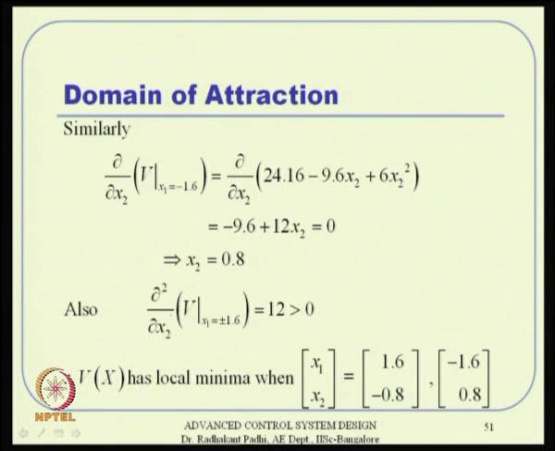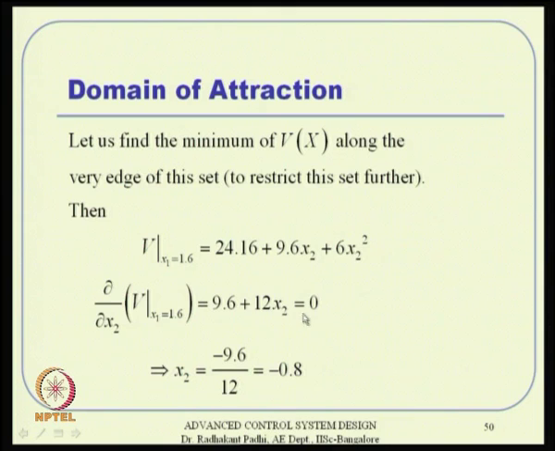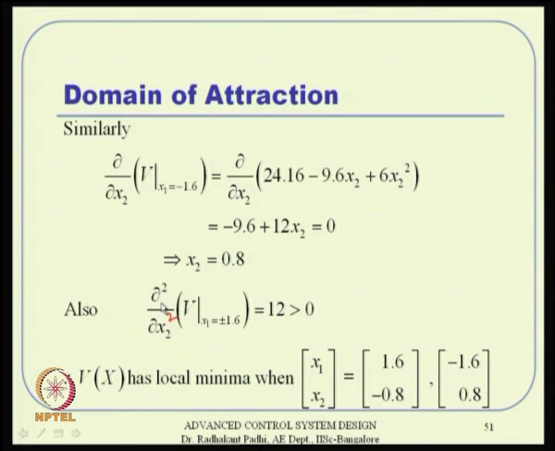But anyway, if you take a second order derivative, whether it is plus 1.6 or minus 1.6, it happens to be plus 12, which is greater than 0. Here it is plus 12x and there it is also plus 12x, the constant will go. So at both these points your double derivative is positive, and hence you have got a local minimum actually.